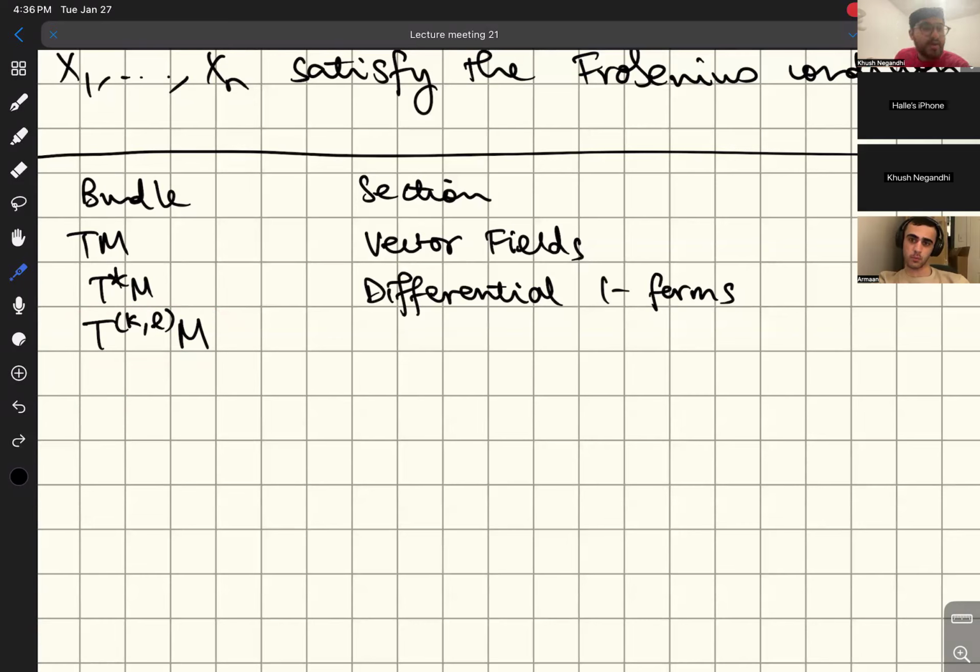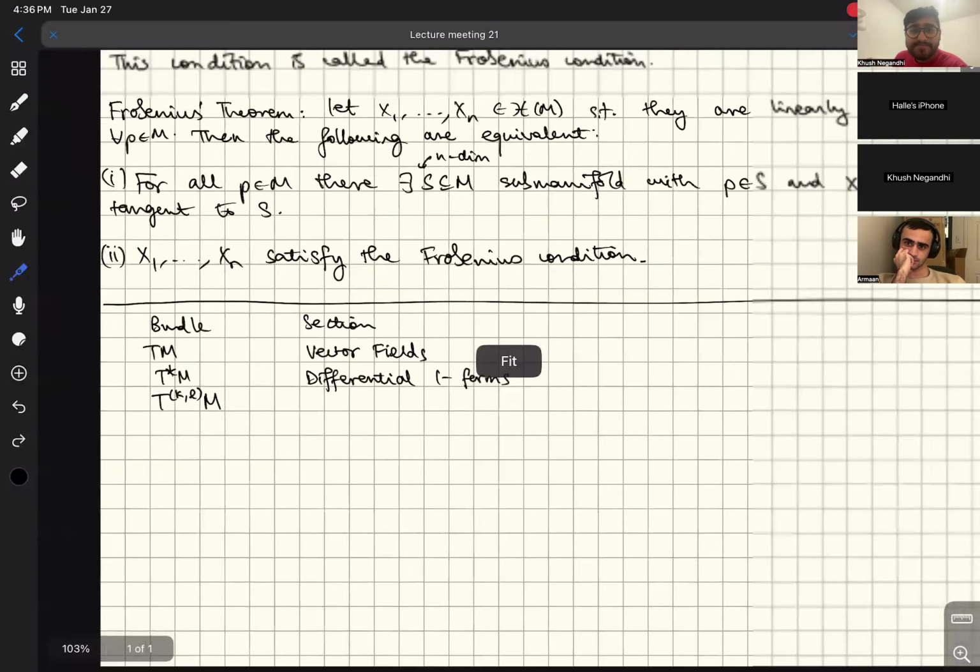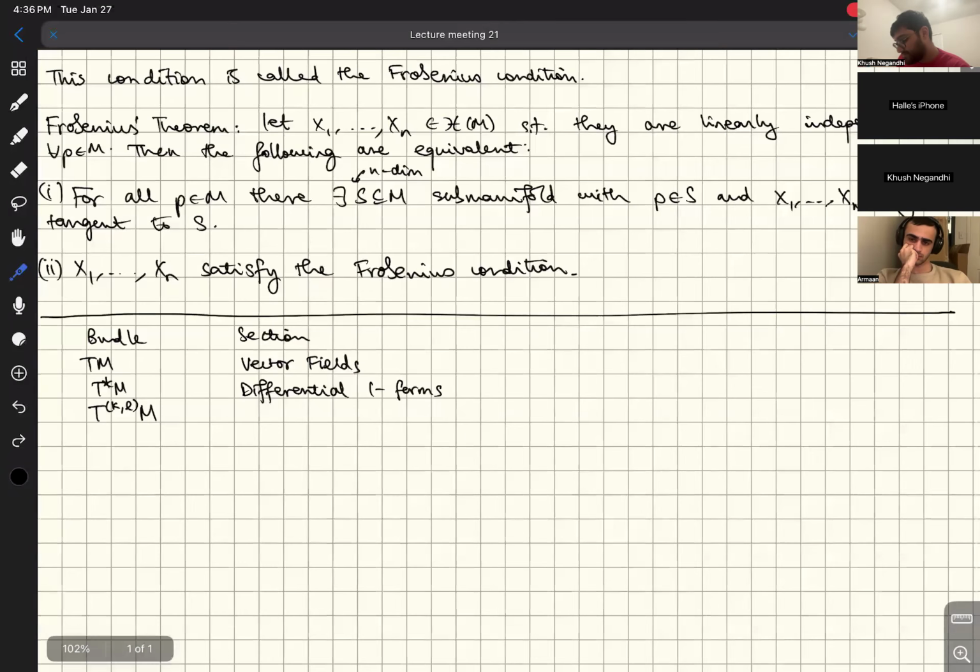Yeah, Halley has a question. Is this what makes method of characteristics possible? I think method of characteristics is more about when you have a single PDE and you're finding integral curves than about Frobenius's theorem. But it might be true in the case when you have a system of PDEs, but I'm not sure about that.